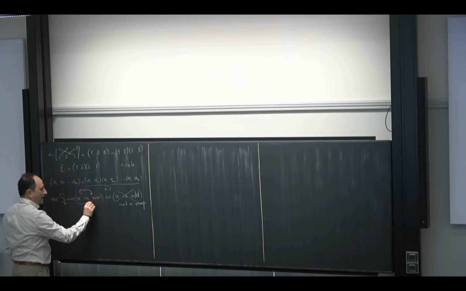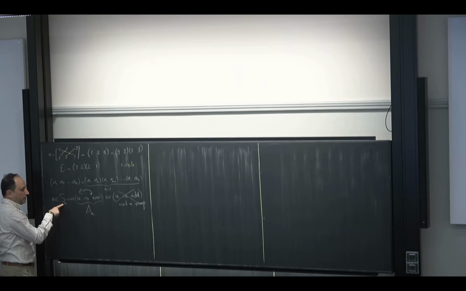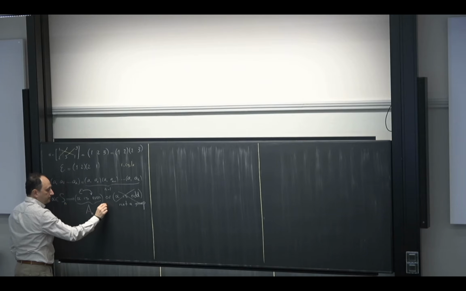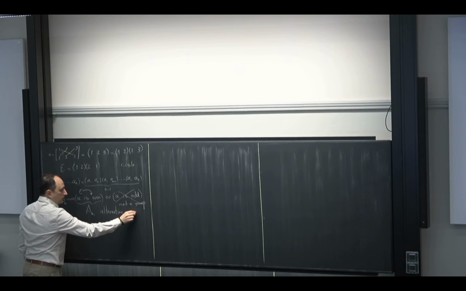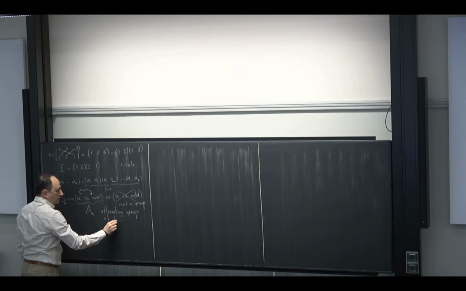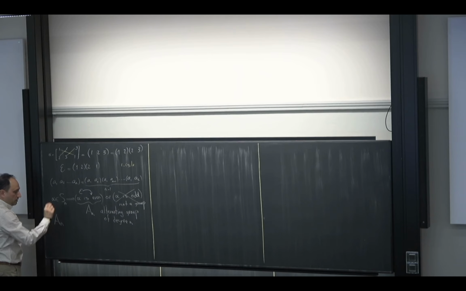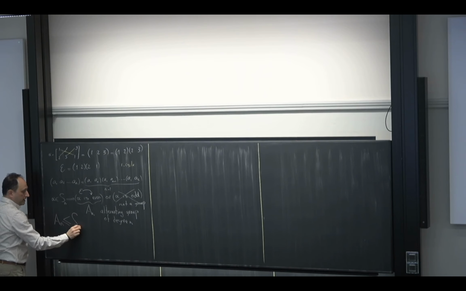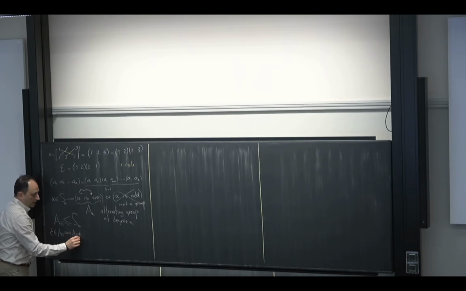By the way, there is a name for it. This is called A sub n. S sub n is called the symmetric group of degree n, and this is called the alternating group of degree n. So our claim is that A sub n is a subgroup of S sub n. It is not empty because epsilon belongs to A sub n.